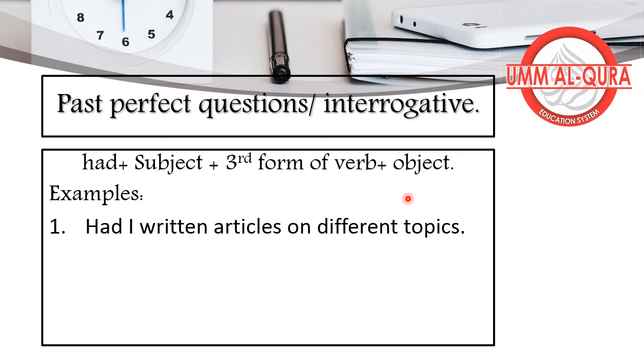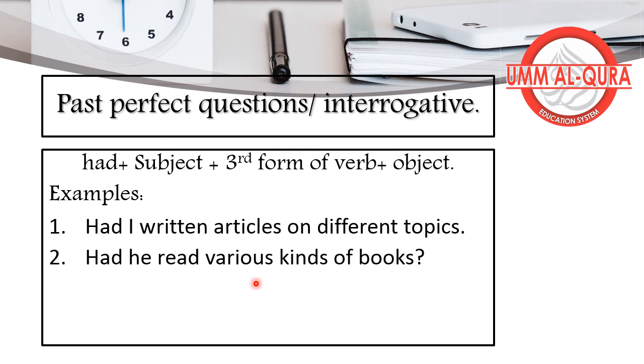Here are the examples. Had comes first, which is the helping verb to make it a question or interrogative. Had I written articles on different topics: I is the subject, written is the third form of verb, articles is the object. The second example is had he read various kinds of books, and the third is had they played football.